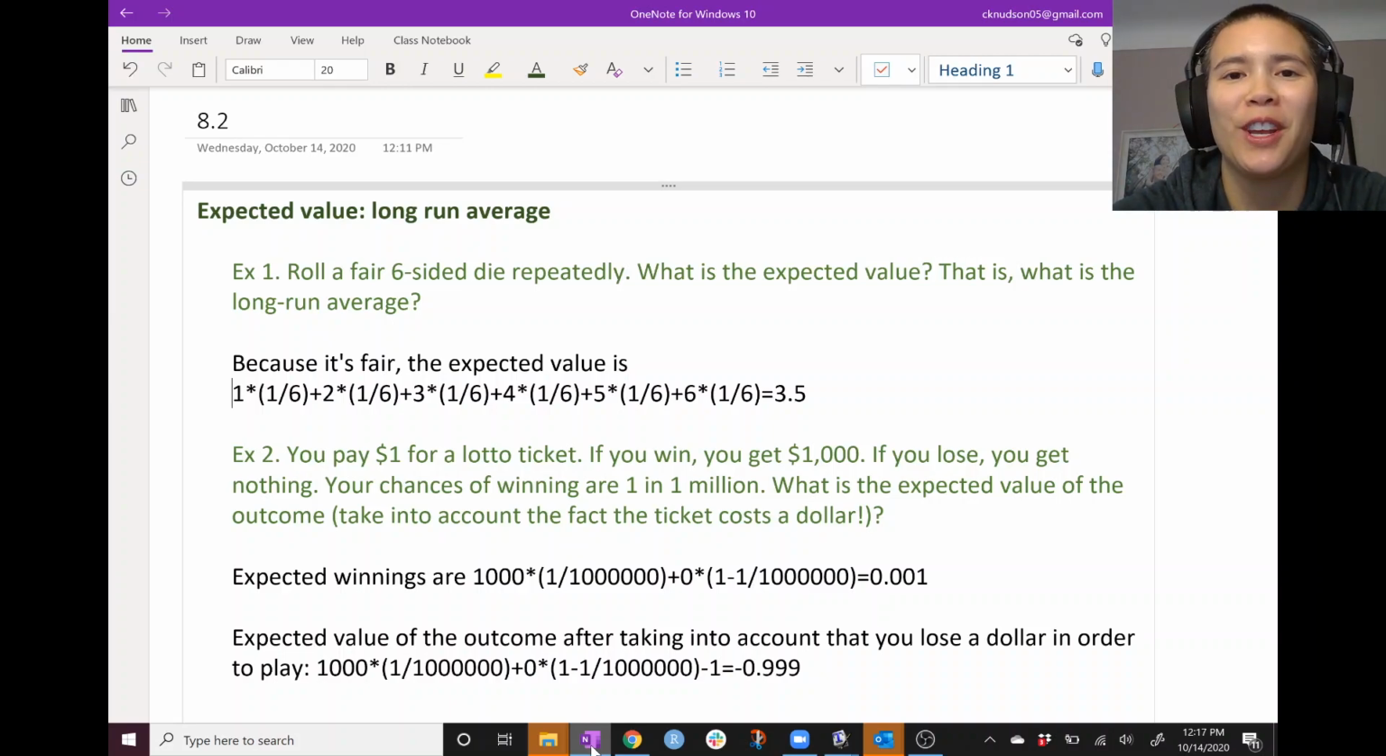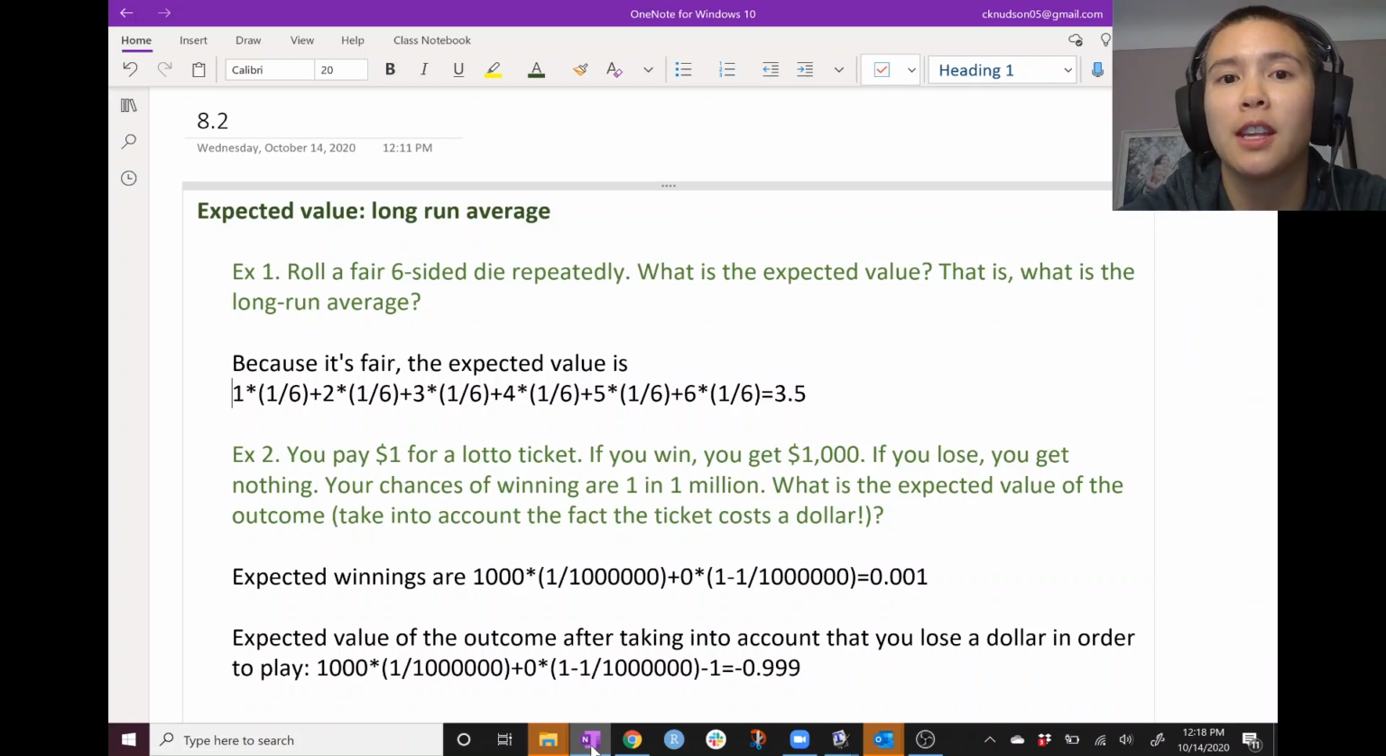Hello, in this video we will talk about expected value and how to calculate it and how to interpret it. So first of all, what is expected value? You can think about the expected value as a long run average. If you repeat some experiment over and over for a really long time, what will be the long run average of those repeated trials?